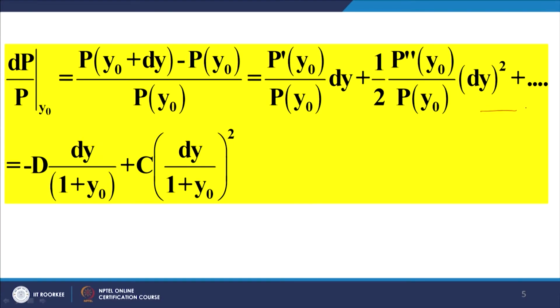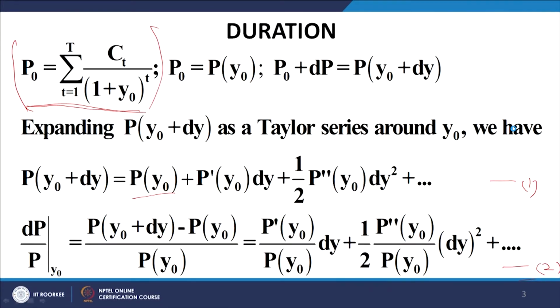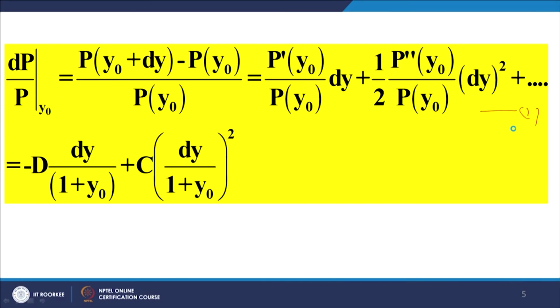On substituting this value of C and D, or D and C rather, the duration and the convexity in equation number 1 here, which is brought forward from the earlier slide, which is nothing but equation number 2 here. This equation number 2 is carried forward to the slide here, and we substitute the expressions for D and C in this, and what we end up with is the expression that is equation number 2 in this particular slide.